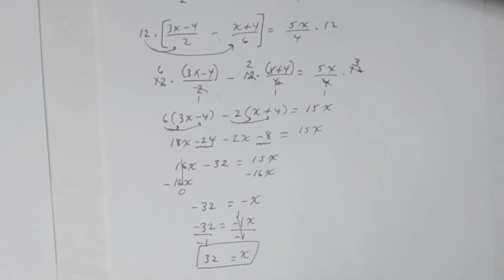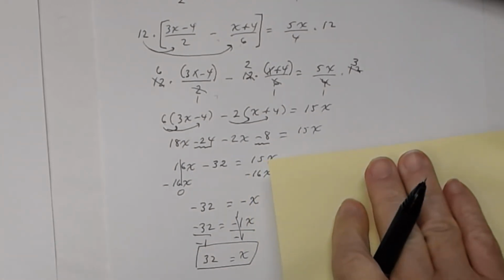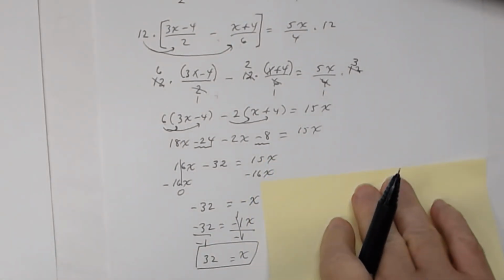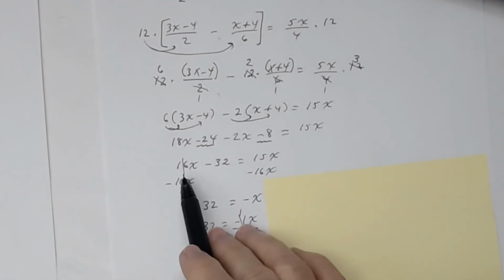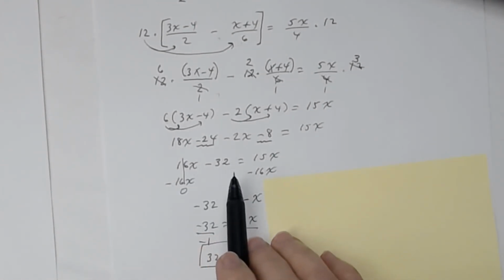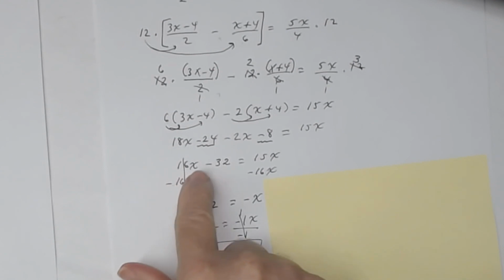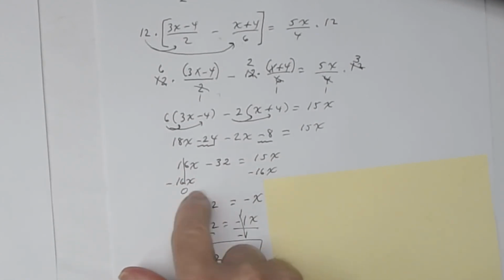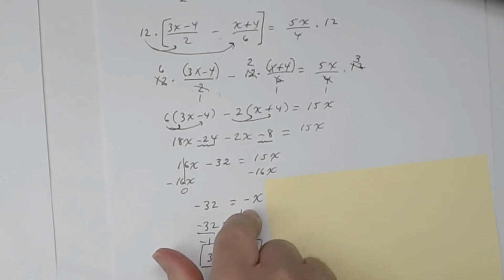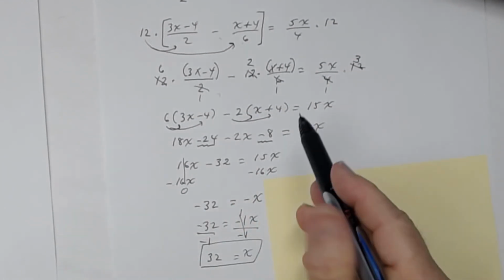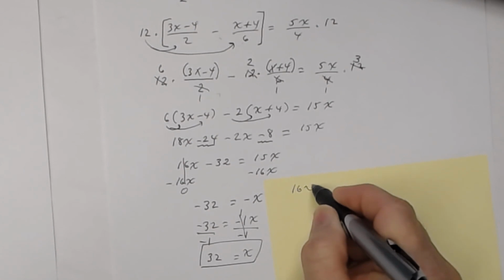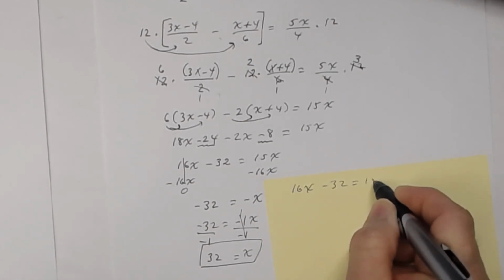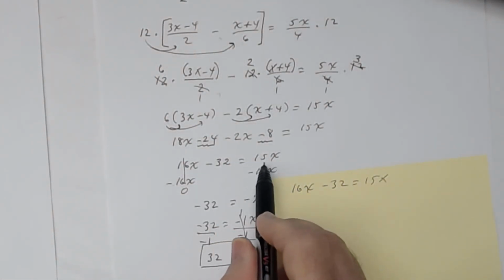Before I go on, I just want to show you something. Remember, at this point we had 16x minus 32 equal 15x, and the most efficient way, since the right side did not have any constants, was to bring the variables to the right-hand side. But someone else could have done this differently. Let me show you.